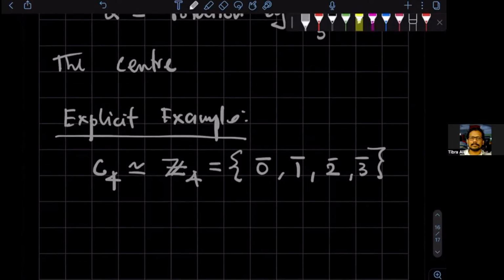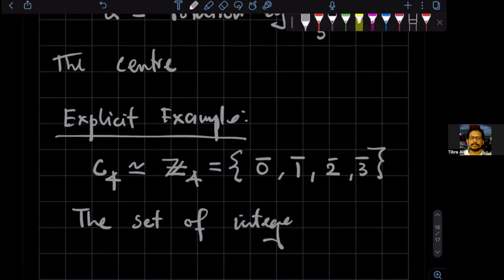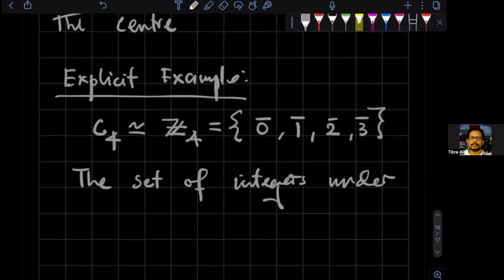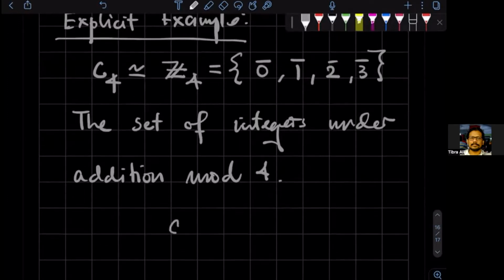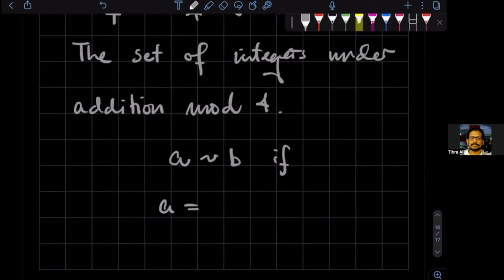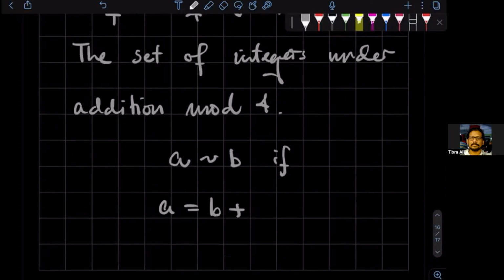So Z4 is the set of integers under addition modulo 4. Okay? So we say that if A is an integer, it's equivalent to B if A is equal to B plus 4n for n an integer.